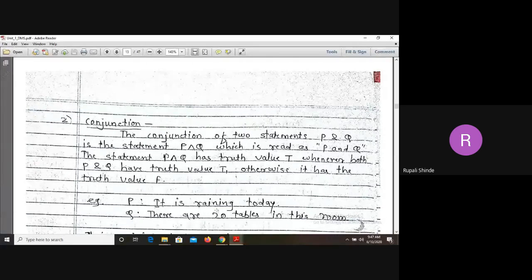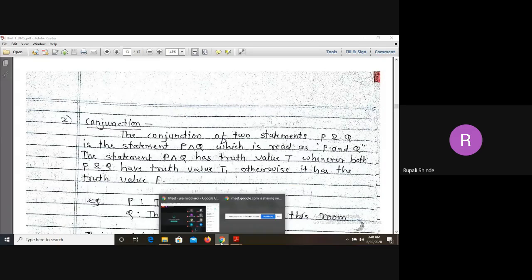So here, one statement is given. P as it is raining today and Q as there are 20 tables in this room. So, can you tell me what is the conjunction of these two statements, P and Q? How can we form the conjunction from these given statements? Which word do we have to use here for conjunction? Hello?